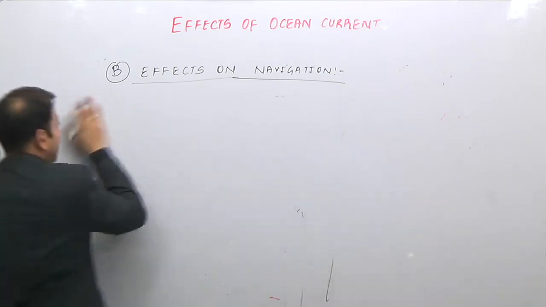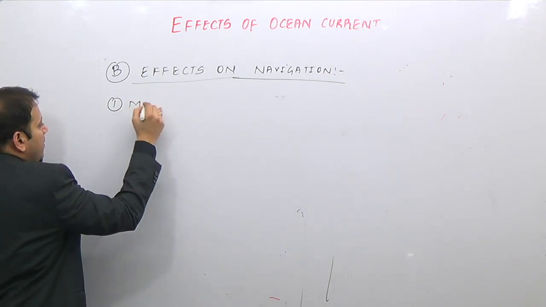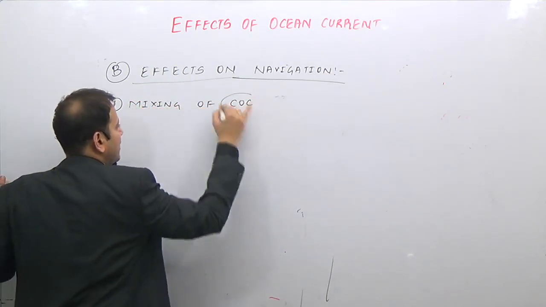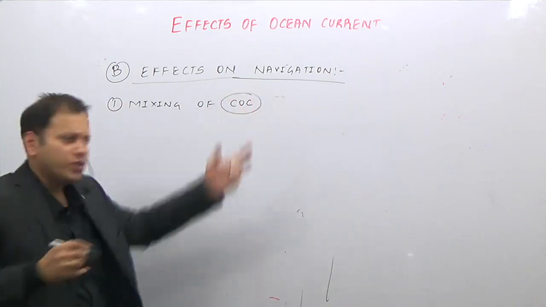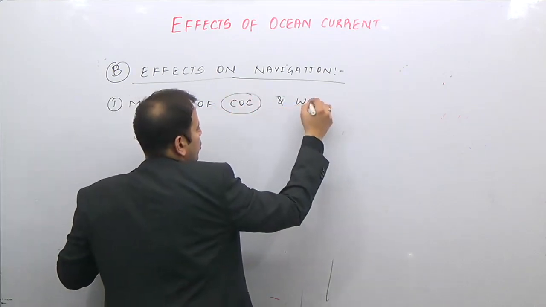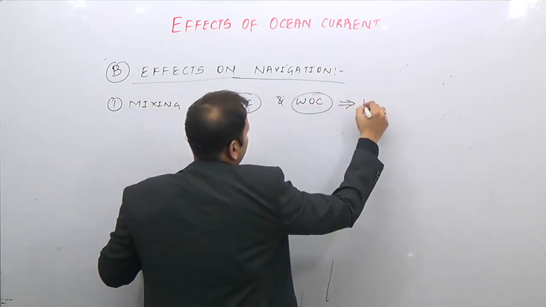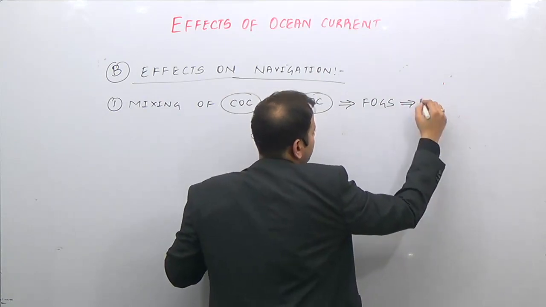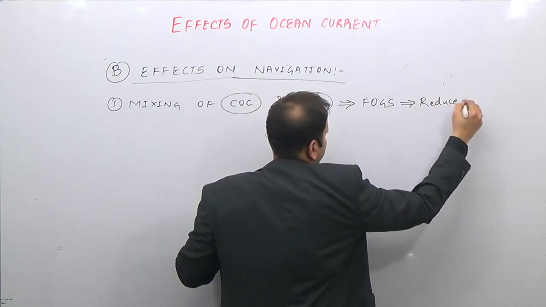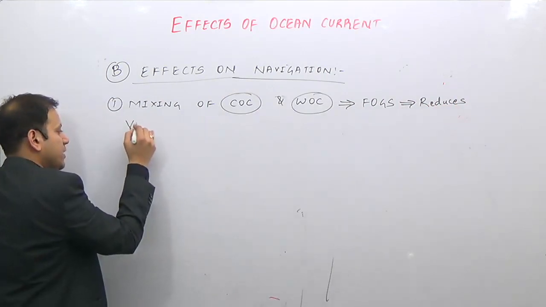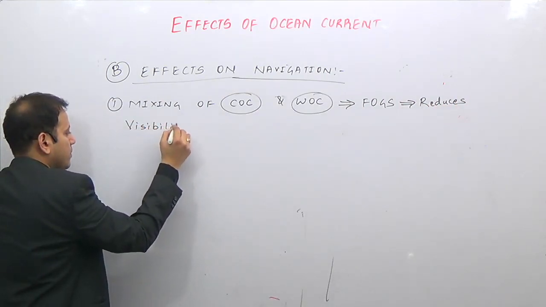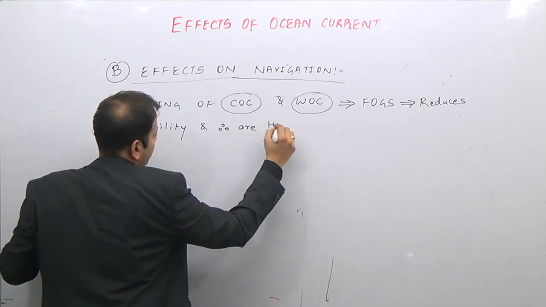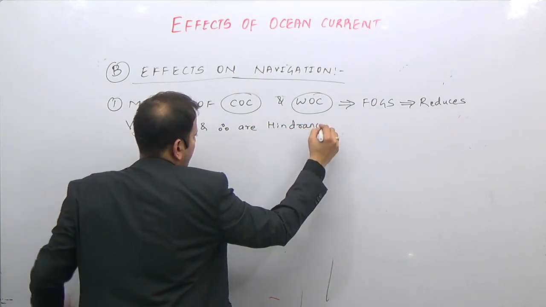So the first negative impact: mixing of cold ocean currents and warm ocean currents results in fogs. I am writing in the form of shortcuts because you already know this. Fogs will hinder or reduce visibility, and therefore are a hindrance to navigation.